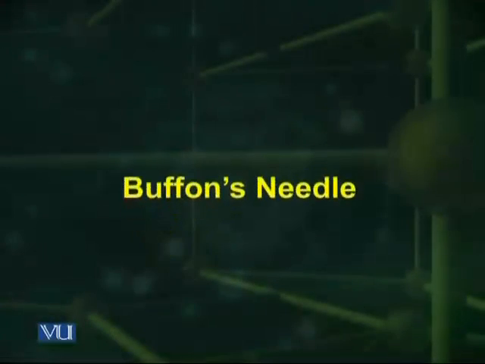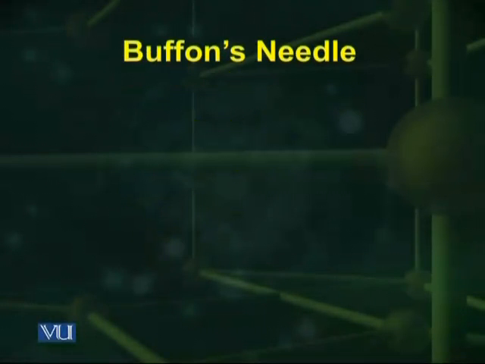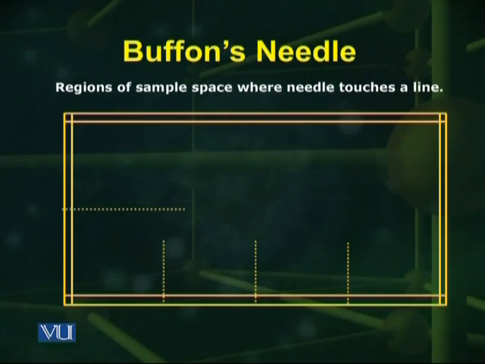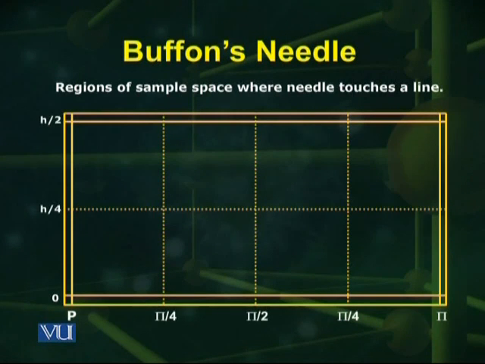So if this condition is satisfied, then the needle is touching the line which is closer to it. I have used this condition, and I have used a flat PDF on the xy plane where x is from 0 to pi and y is from 0 to h by 2, and I have marked certain regions which represent that the needle is touching a line, and these regions are marked for different values of lengths of needle.